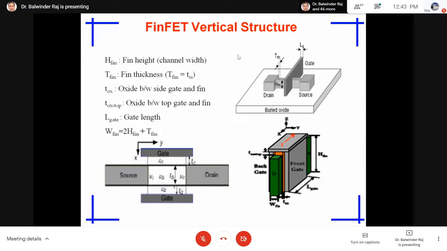So the width W we calculate mostly with the help of 2 times fin height plus fin thickness. The fin height we take 2 times to calculate the width, because it's a double gate device and the fin height is available on both sides. So this is multiplied by 2 plus this other parameter. In this way we calculate the W. If we have a triple gate or quadruple gate, accordingly the fin height can be multiplied by 3 or 4 to calculate the effective fin width.